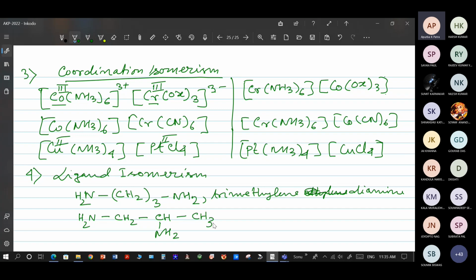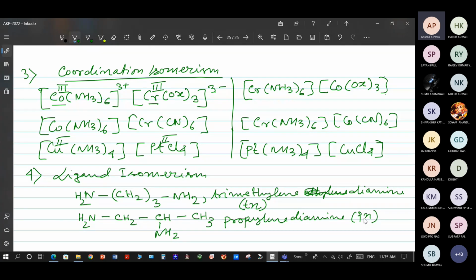Okay, so you have 3 carbon atoms. So CH2, CH, CH3, and here CH2, CH2, CH2, and 2 amine groups are there. So this can be abbreviated like pn, propylene diamine. So this is the propylene diamine, or we can just abbreviate it like the pn.